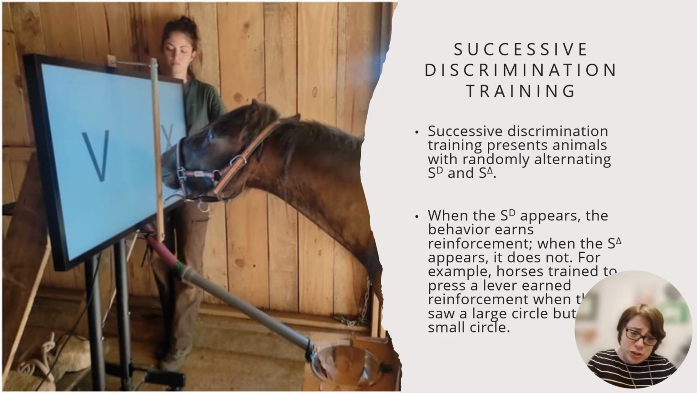Relevant to this picture, you can also train horses to discriminate between letters. So, for example, you can reinforce the letter V and not reinforce the letter X, and the horse will learn which screen press will lead to reinforcement in that case, pressing on the letter V or pressing on the letter X.